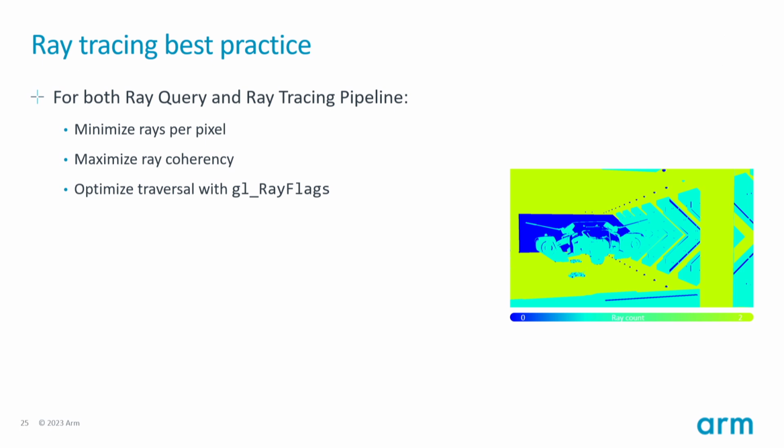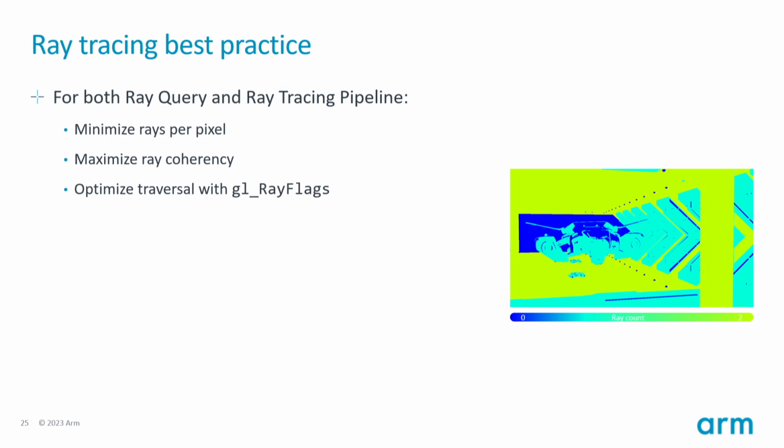So finally, here are some best practices for getting the best performance when using ray tracing. For both ray query and the ray tracing pipeline, first off, you should minimize the number of rays per pixel. That's the most important thing. More rays means more expensive. Okay, second, maximize the ray coherence. That means you should keep all rays in one warp, which access the same acceleration structure.